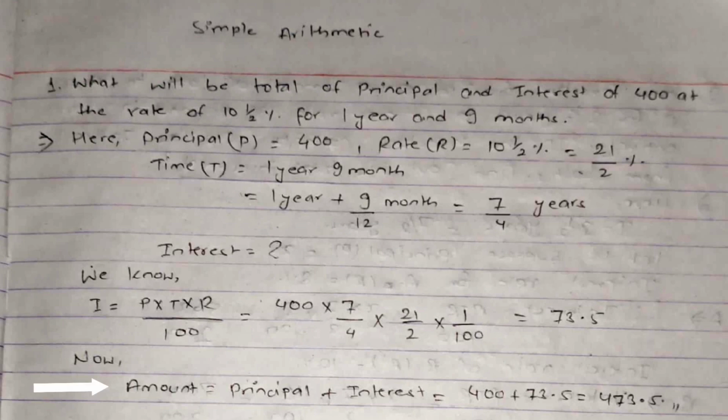Total amount is calculated by adding principal and interest. So we have our principal to be 400 euro, and our interest we have calculated as 73.5 euro. Adding those two, we get 473.5 euro. So that was our first question, in which we had to calculate the total amount, which we calculated by adding the principal and interest. Now let's move on to question number two.